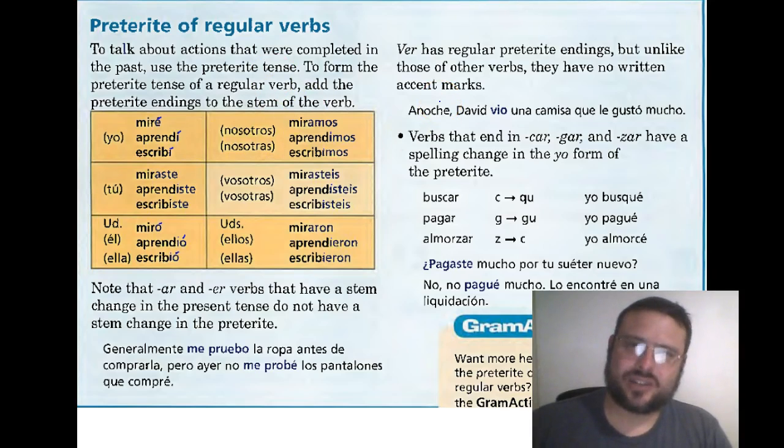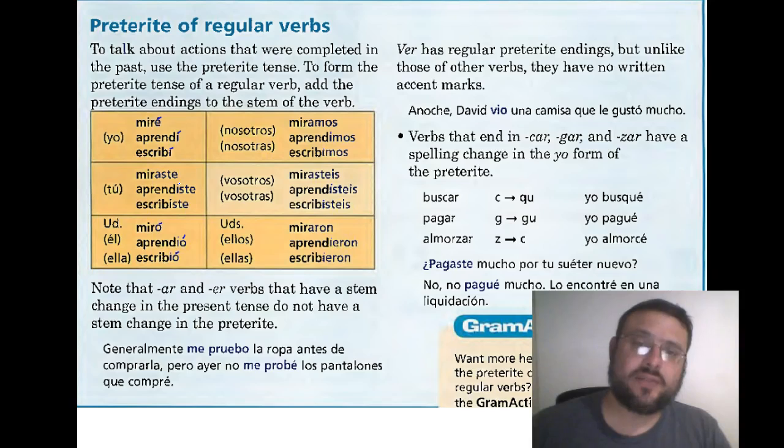So how do you do that? Just push down, stress on that last syllable that you see in this past tense. So again, we have miré, aprendí, and escribí. Right? It's not escribi or aprendi, it's aprendí, escribí. Now, for the tú form it's -aste for the AR, miraste, and here you're not stressing the final syllable, you're just stressing that A or the I, as the case may be. So, miraste, tú miraste, you looked, tú aprendiste, you learned, and escribiste, you wrote.